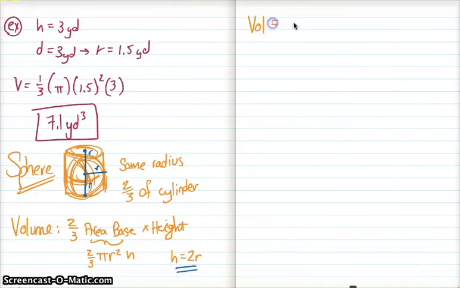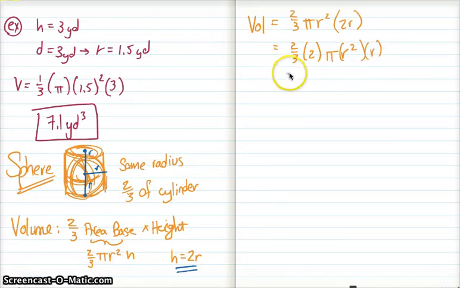And then I can simplify. Here's where our algebraic simplification rules come into play. So we can use the associative and commutative properties. And you can do this. Can you simplify this for me? So I have 2/3 times 2 times pi times r squared times r. We can use all of our rules.